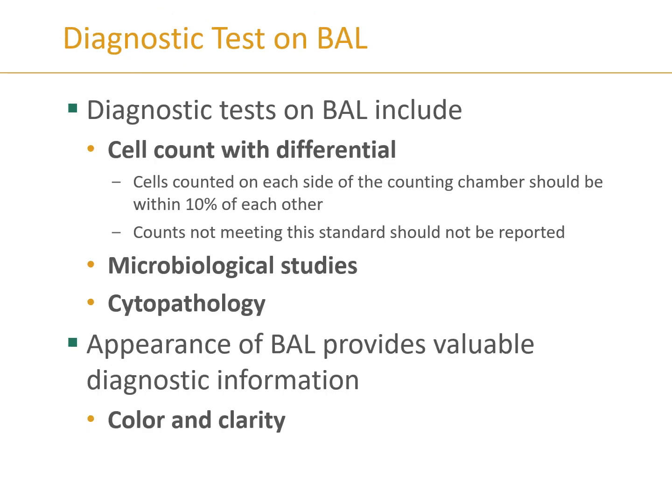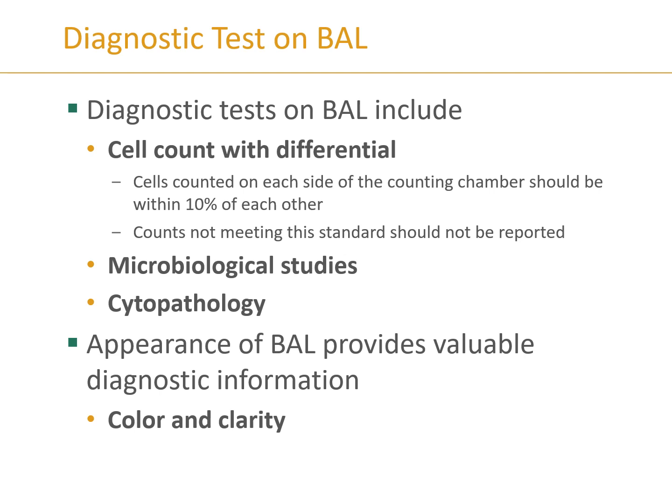The diagnostic tests that we would do on a bronch specimen are pretty much similar to what we would do on any other body fluid. Of course, we're observing for color and clarity, which can give pretty immediate diagnostic information. When the clinician is collecting that specimen, if they see it come out real cloudy, that gives them an idea that they are probably dealing with a lot of cellular elements within that sample.